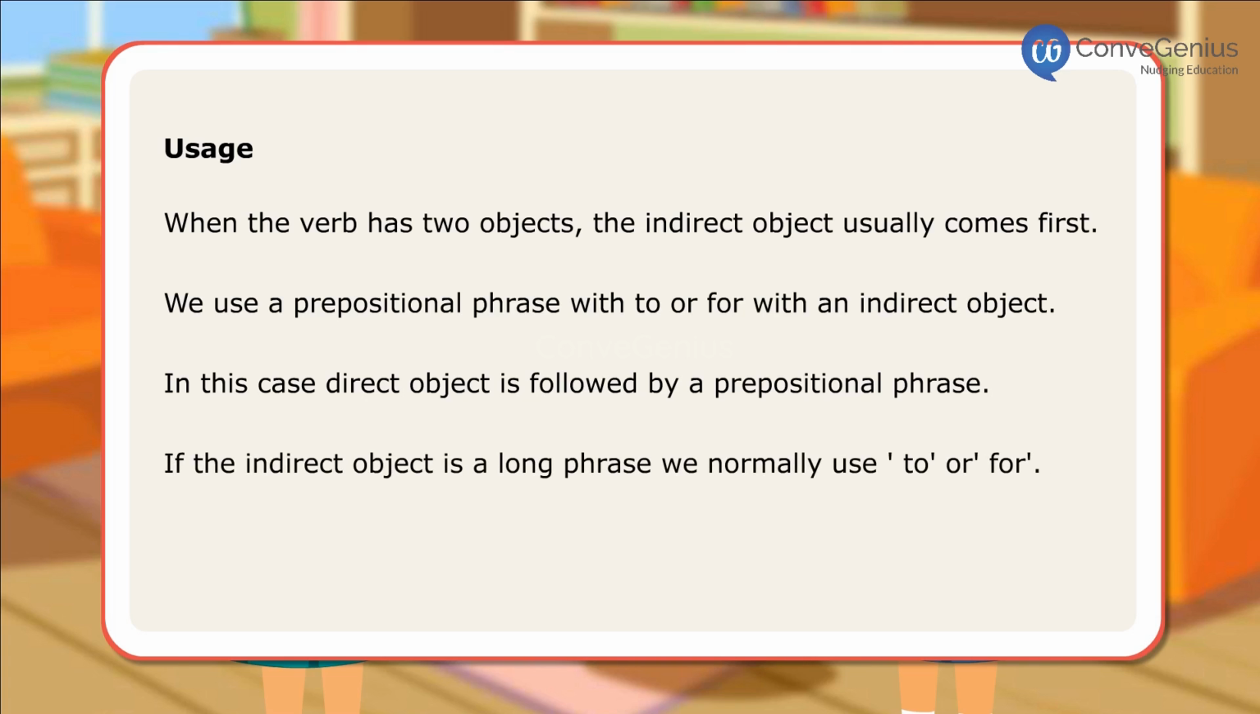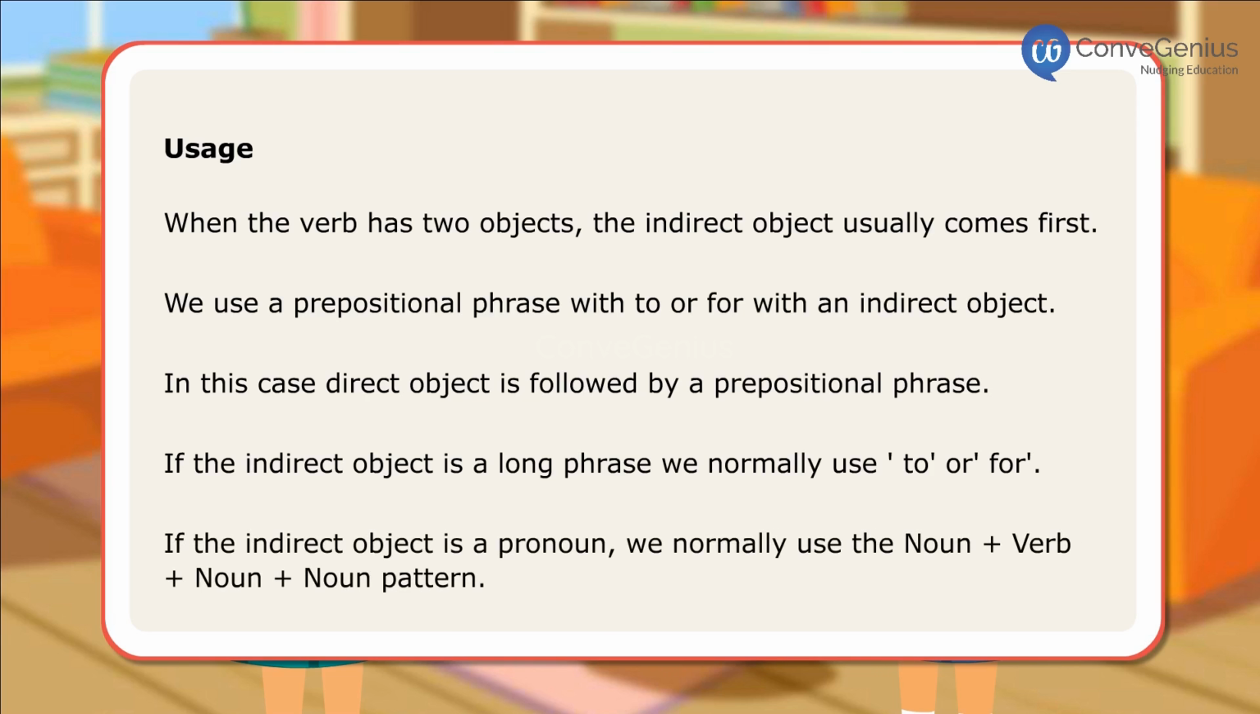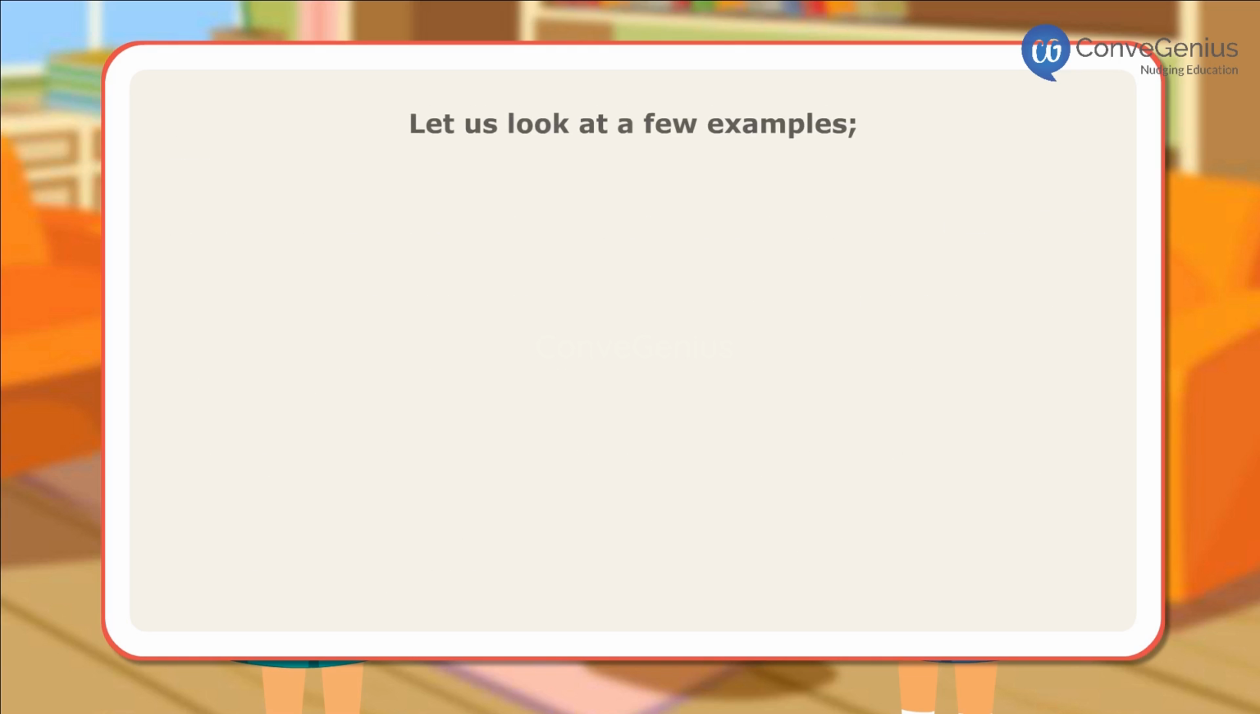If the indirect object is a long phrase, we normally use to or for. If the indirect object is a pronoun, we normally use the noun plus verb plus noun pattern. Let us look at a few examples.